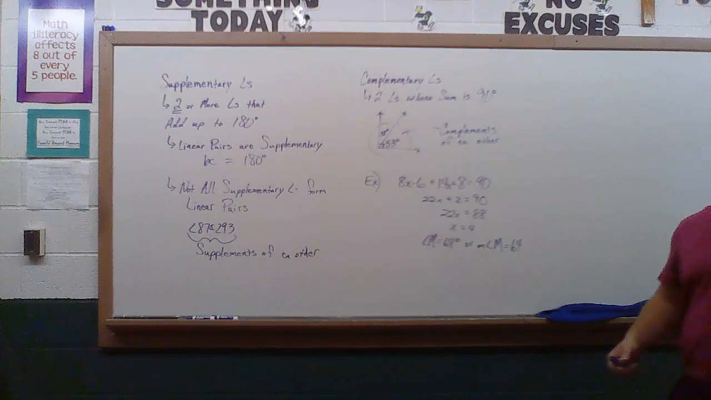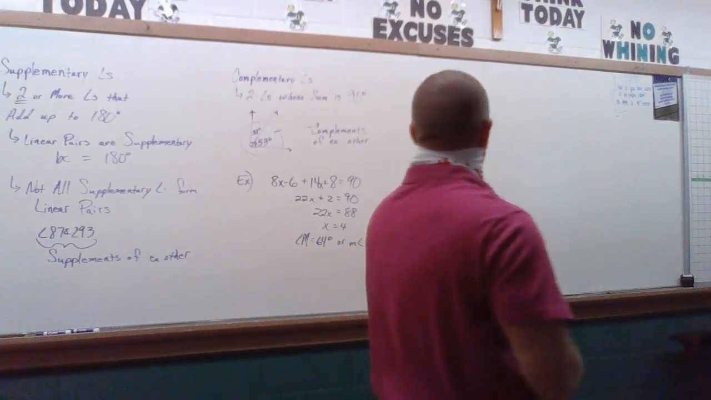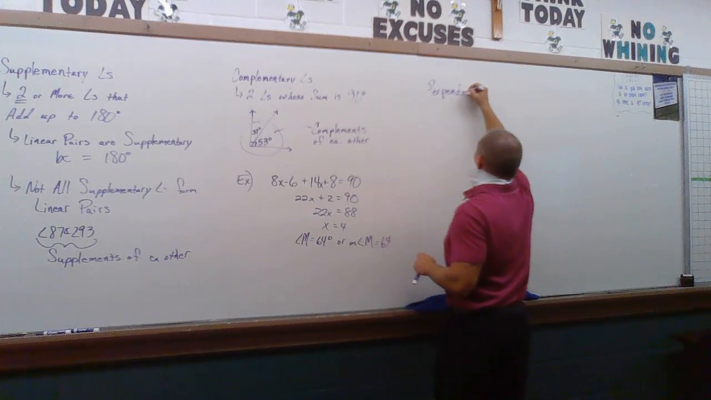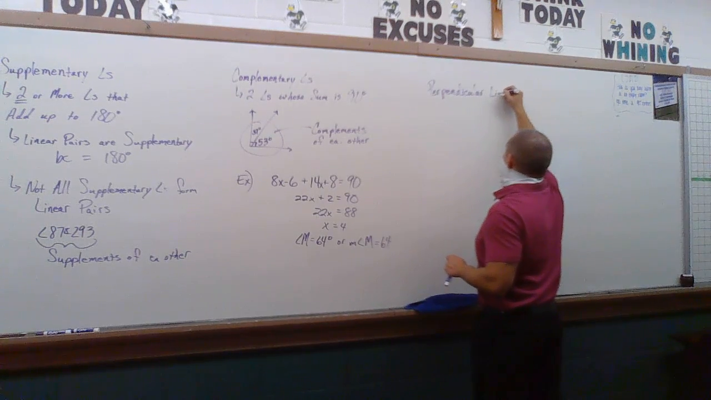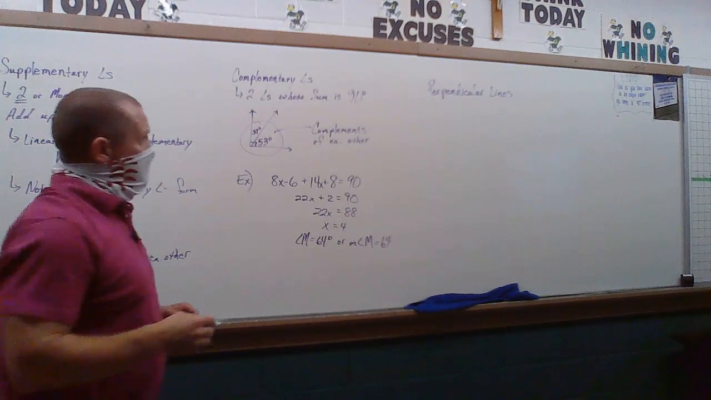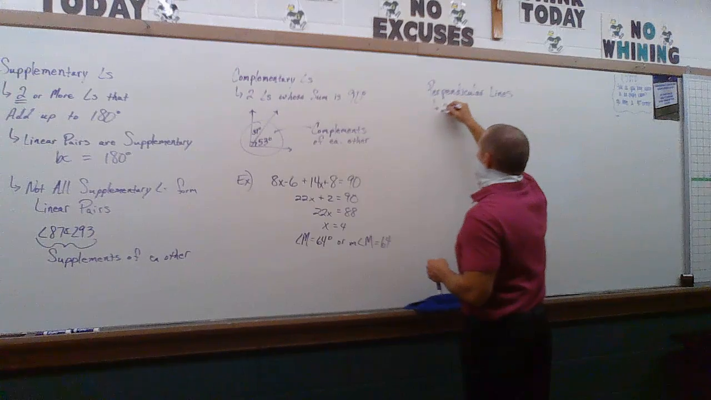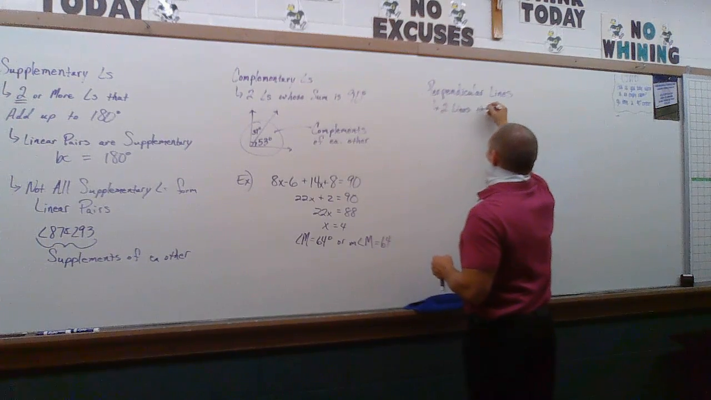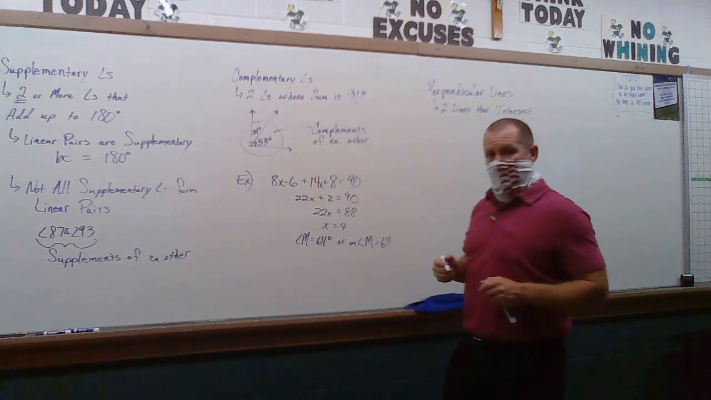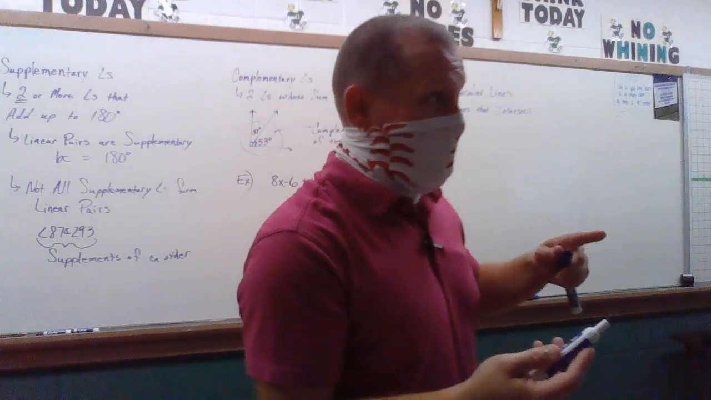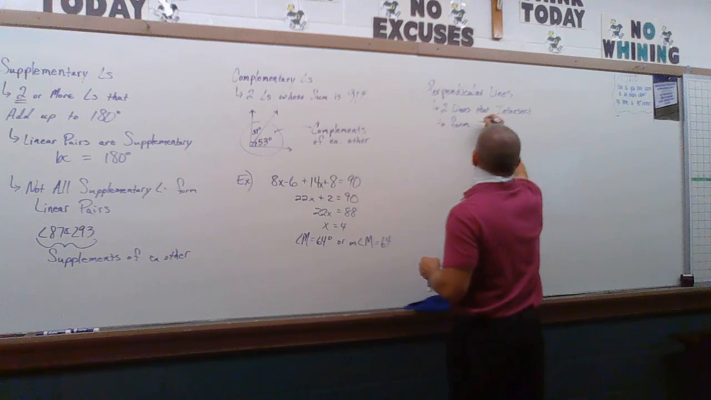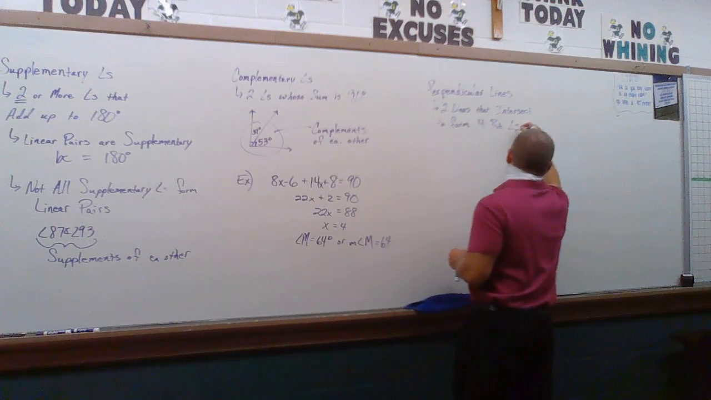Last one for today, anyway. Then we'll look at some examples. Perpendicular lines. What are perpendicular lines? Two lines that intersect. So what do they do to each other? If they intersect, they cross, right? They cross to form 4 right angles.